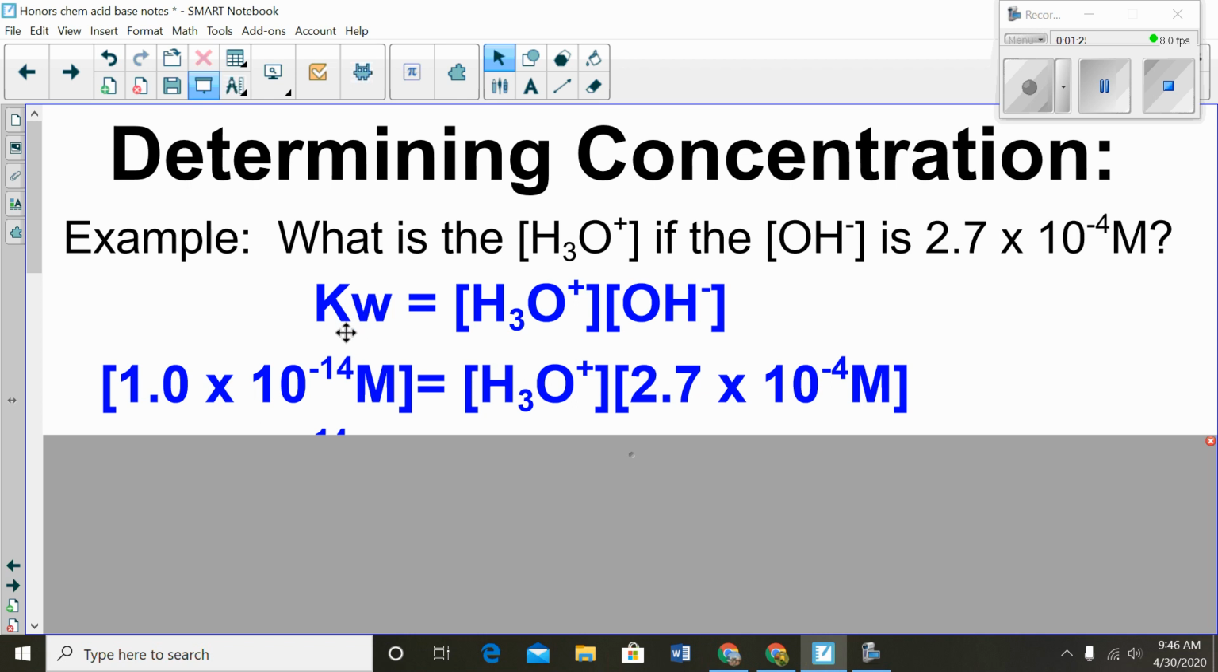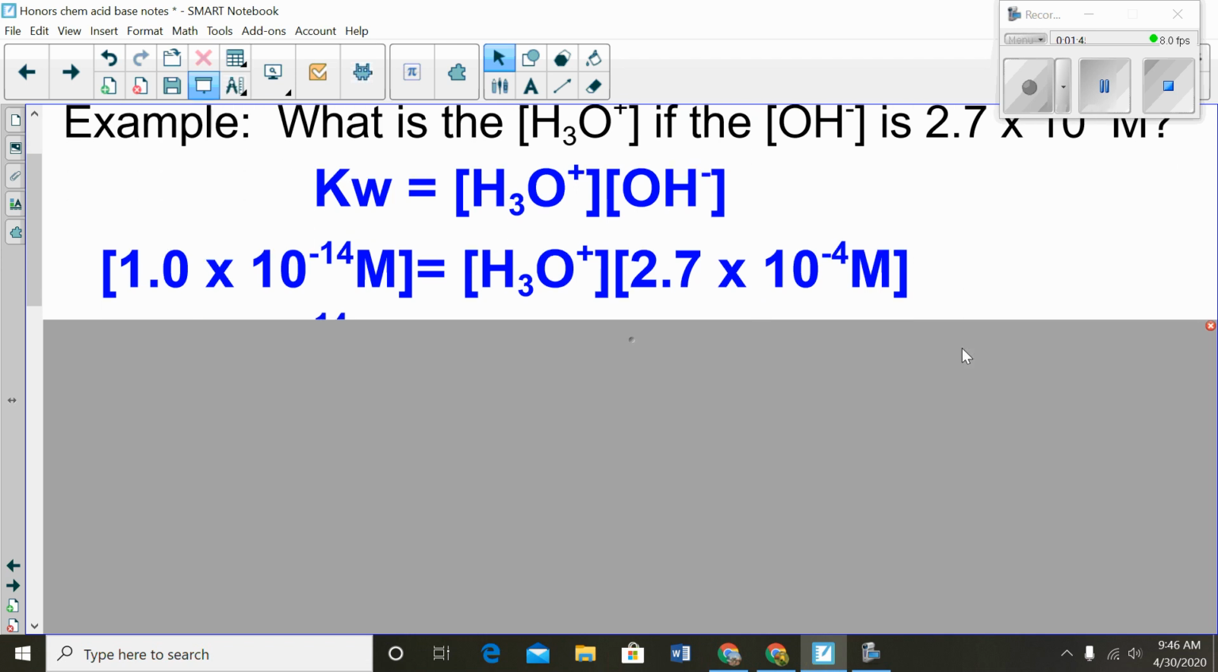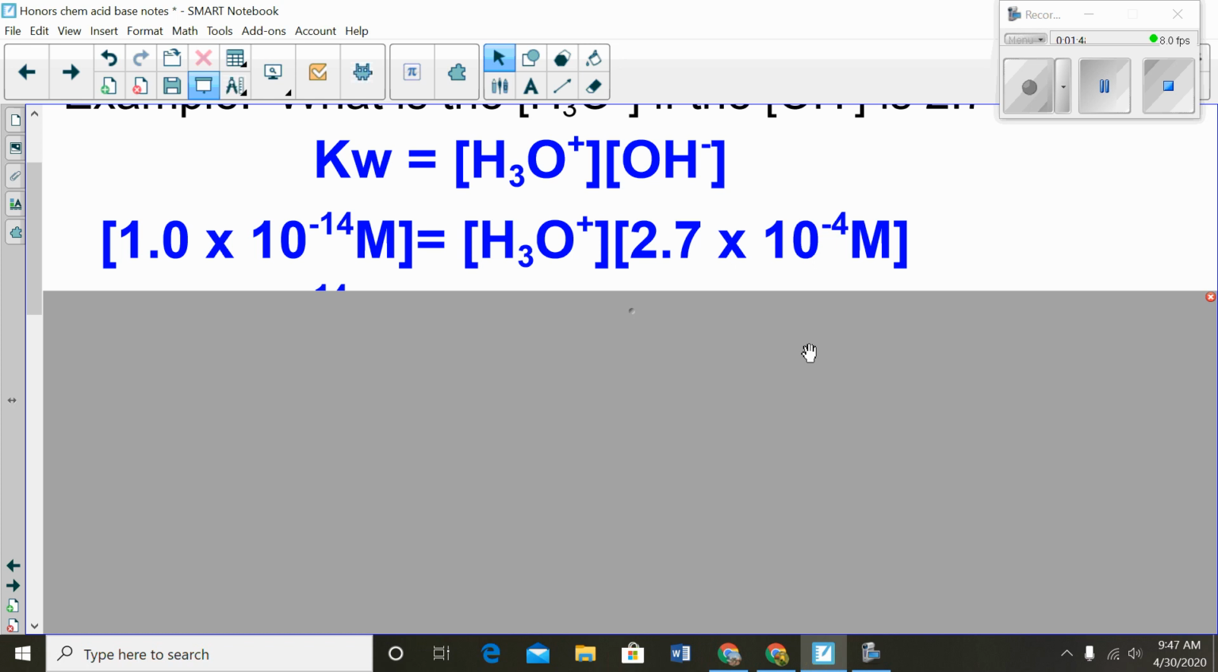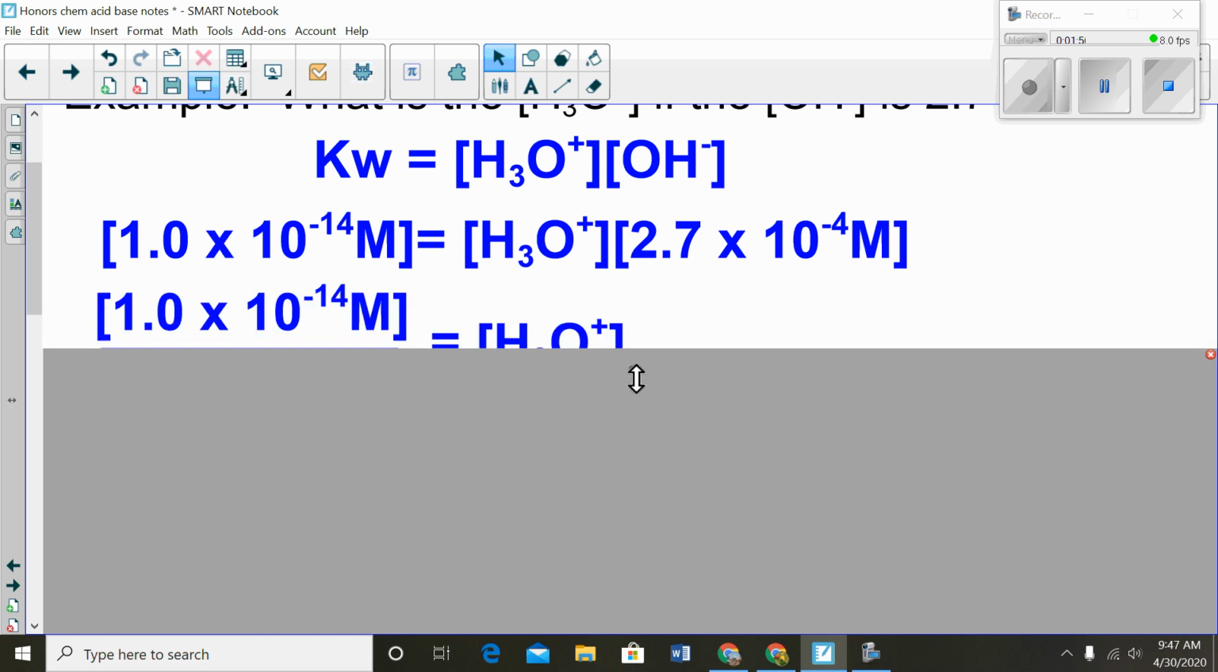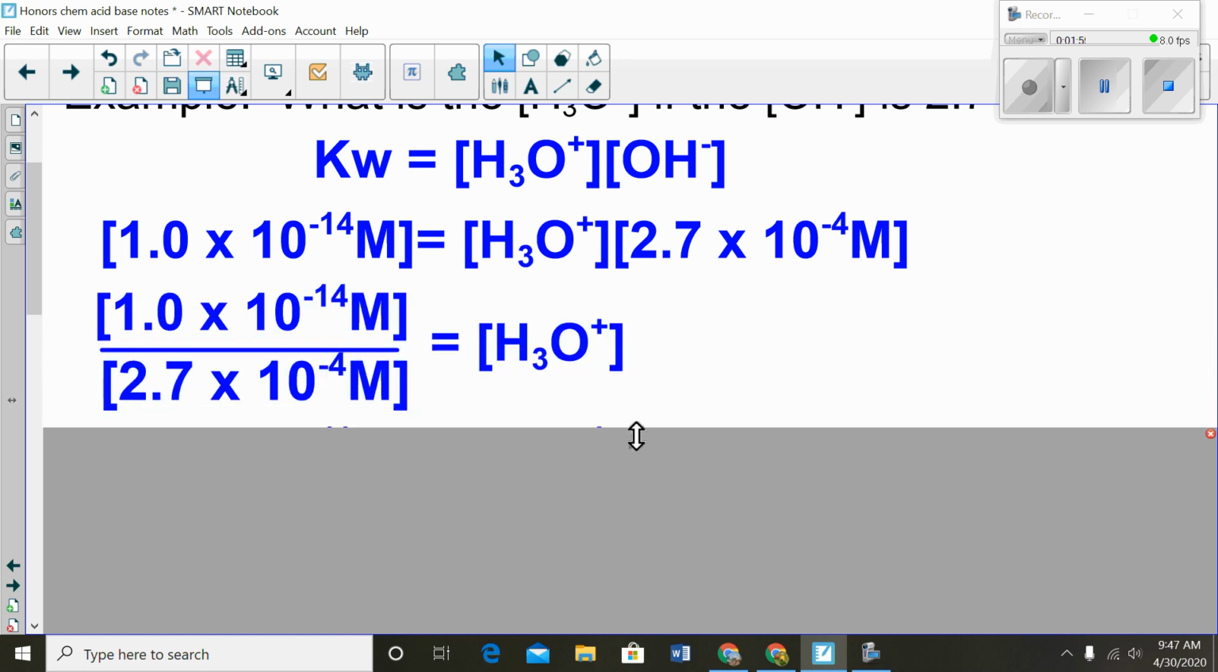So Kw is a set value. That is always 1.0 times 10 to the minus 14th molarity. The strength of hydronium, or H3O plus, is what we're looking for, and the strength or concentration of OH minus was provided, 2.7 times 10 to the minus fourth molarity. I know some of you immediately can just solve for the H3O plus, but some of you need this step by step, so I'd like to go through this. So we are trying to isolate the H3O plus, that's what we're looking for. So the 2.7 times 10 to the minus fourth needed to be moved to the other side. Since these two are multiplied, the way to remove it is to divide.